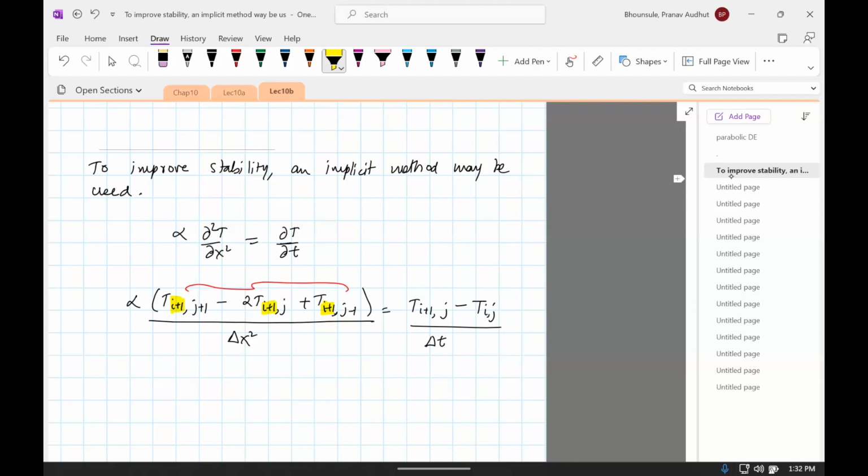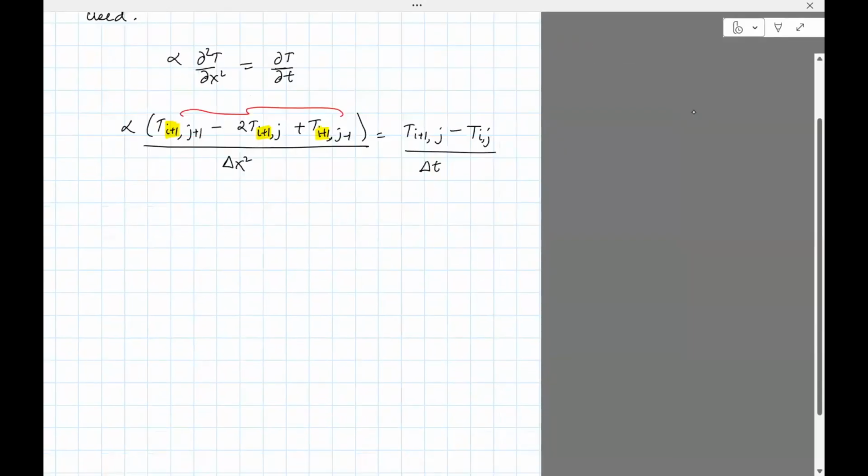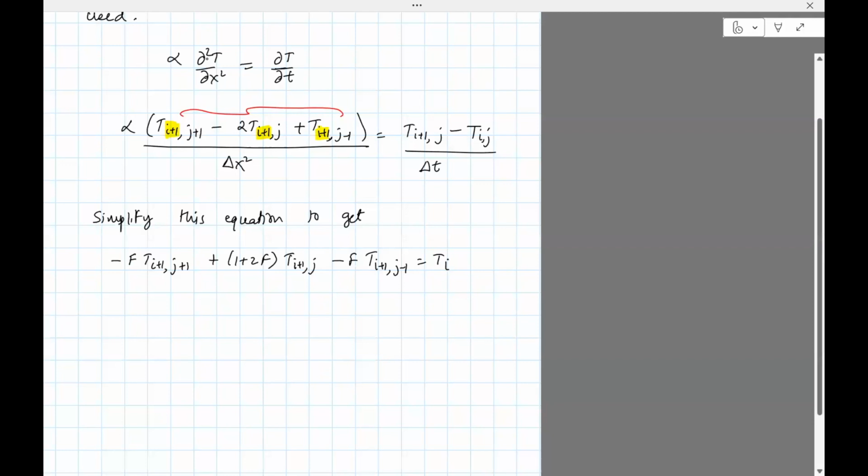Okay, so if you simplify this equation, you get minus f T(i+1, j+1) plus (1 plus 2f) T(i+1, j) minus f T(i+1, j-1) equals T(i,j).